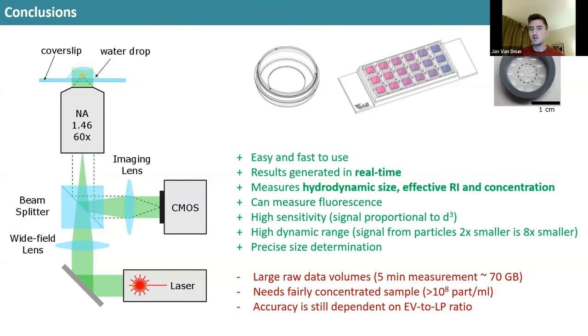The accuracy is still dependent on the EV to LP ratio. So this is what we showed actually with these SEC samples, right? So we have a lot of lipoproteins. If this outnumbers the EVs by more than 20-fold, basically, then you still have this misclassification because there's a little bit of overlap of the refractive index between the lipoproteins and the EVs. So this is something that at least at this point we cannot really avoid. And then it doesn't exist as a commercial instrument, or at least not yet.